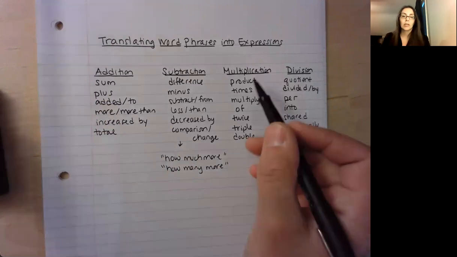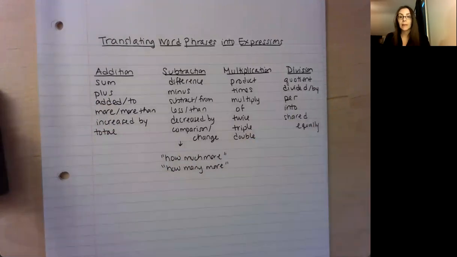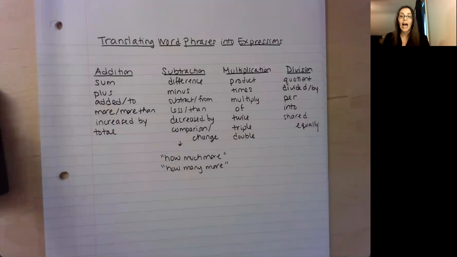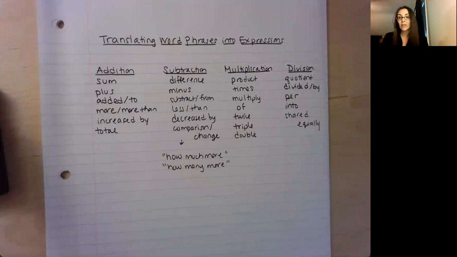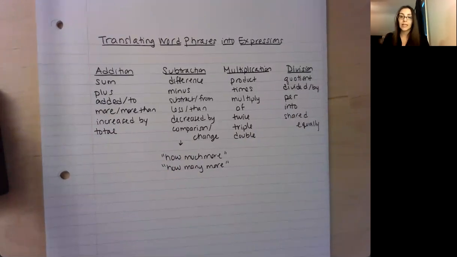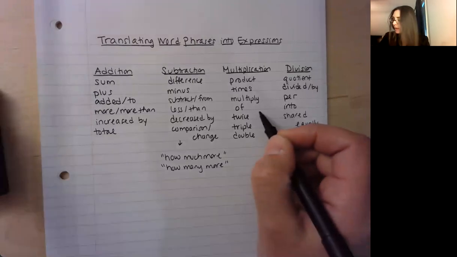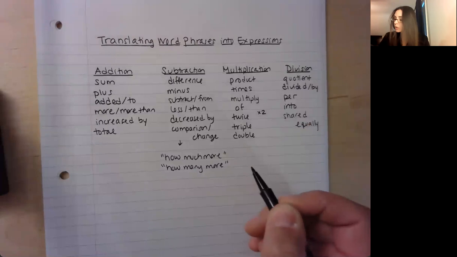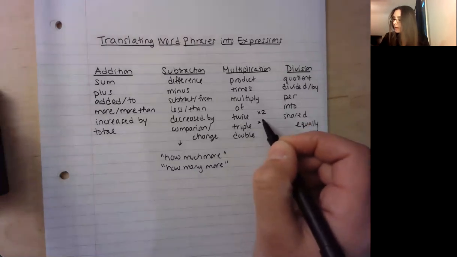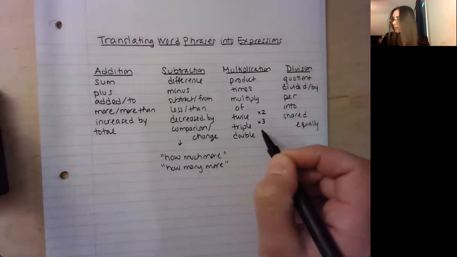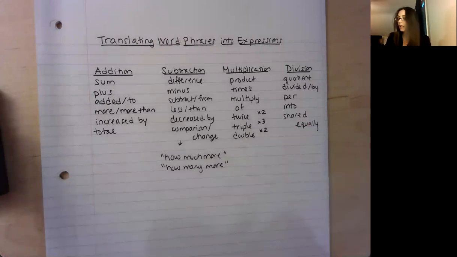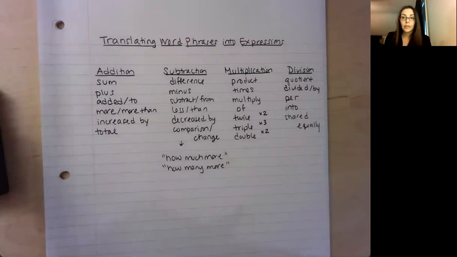For multiplication, keywords are product, times, obviously multiply. Of is very popular, particularly once we get to fractions, decimals, and percents. Twice, so if you see twice, you want to think multiplication times 2. Triple would be multiplication times 3. And double is another way to write multiplication times 2 as well. And of course, you have others. Quadruple would be times 4 and so on.